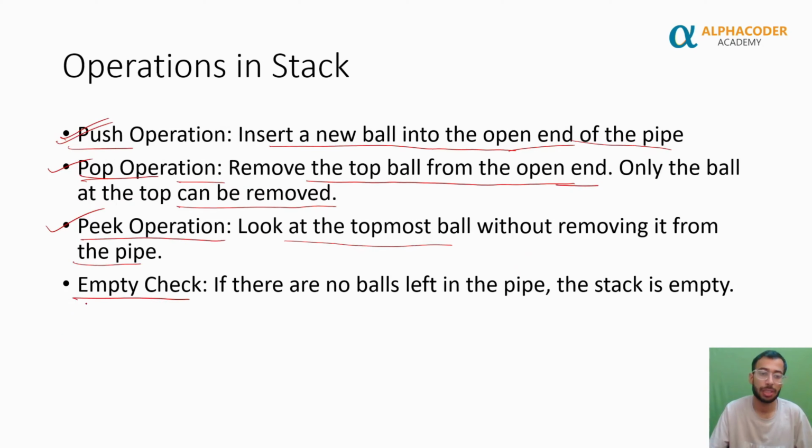Okay, so this operation, that is empty check, will basically check whether there are no balls in the pipe. If there are no balls in the pipe, that's all. That is what it will check. So this is the empty check, this is peek operation, pop operation, push operation. These are the four operations that we need to see in a stack. I hope you get the idea about the operations in the stack.